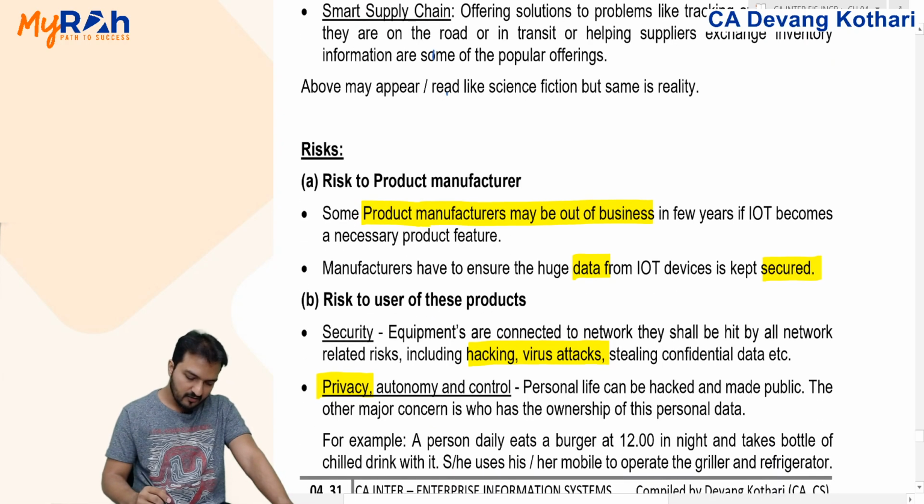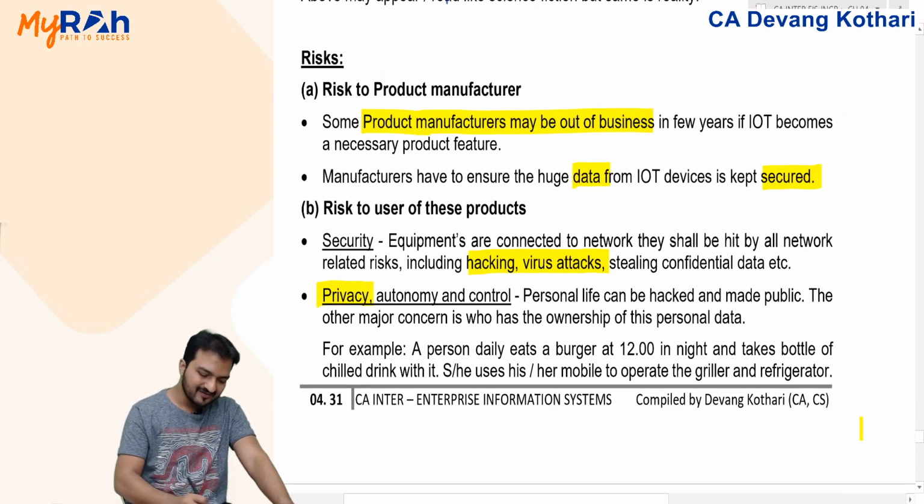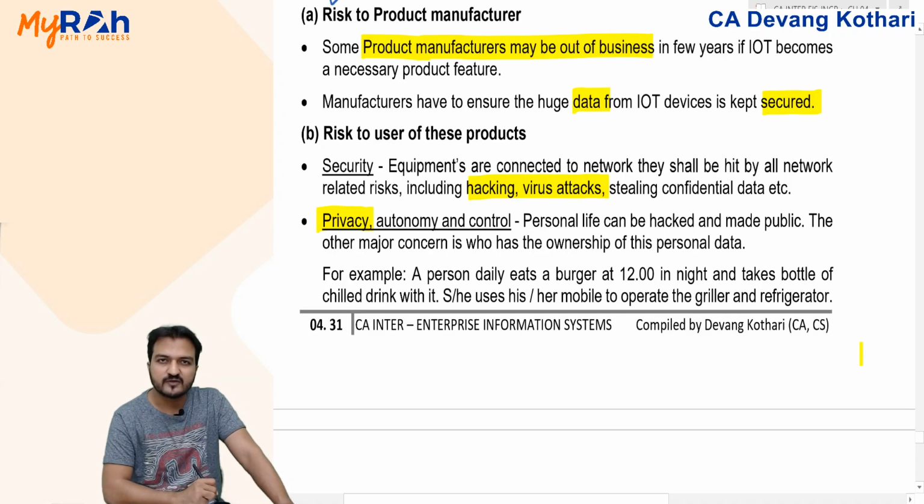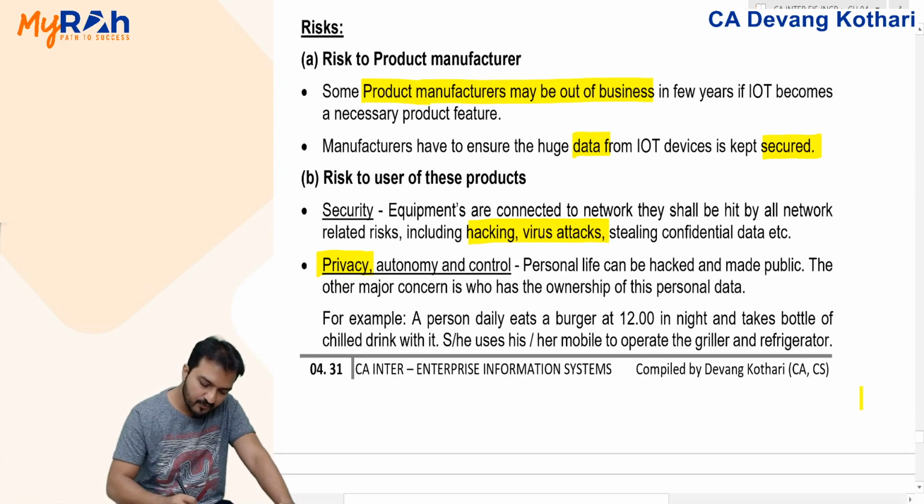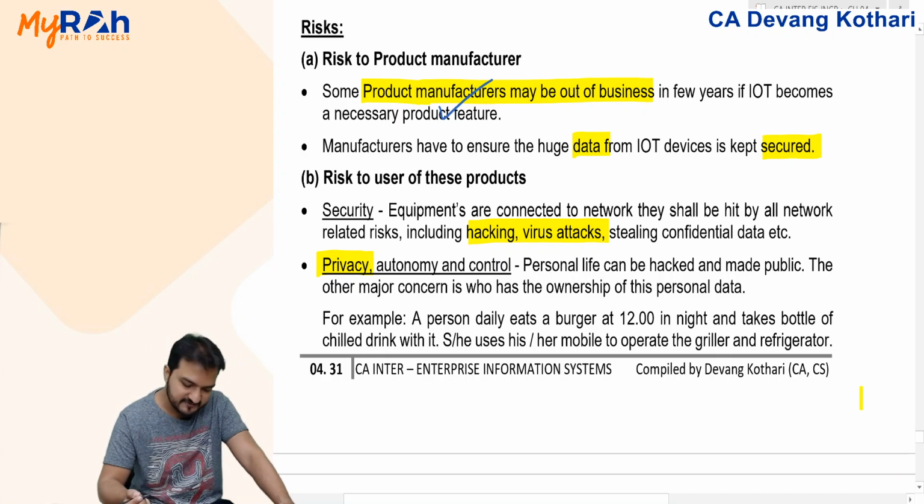Okay? But under IoT, you need to also learn the risk of Internet of Things, risk to the product manufacturers. Because of IoT, some of the routine product manufacturers will go out of business.